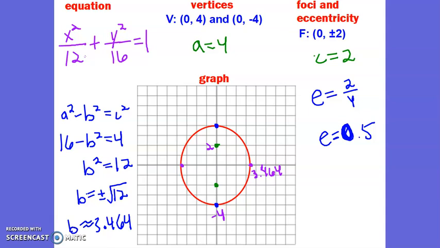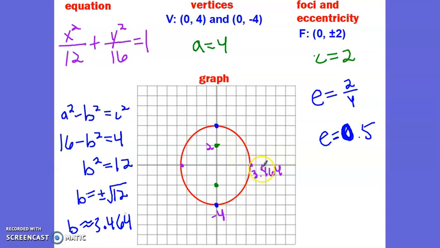Alright, let's take a look here. Again, we knew what a was, we knew what c was. Taking advantage of c divided by a, we can find our eccentricity of 0.5. Now you'll notice that our graph came out very round, but again, anywhere from 0 to 0.5 or so is going to look very round. It doesn't take much to look a lot like a circle. But it's definitely an ellipse.